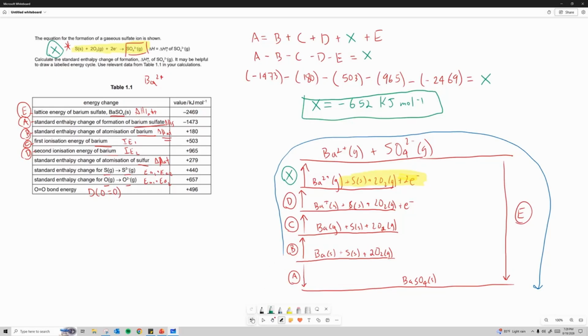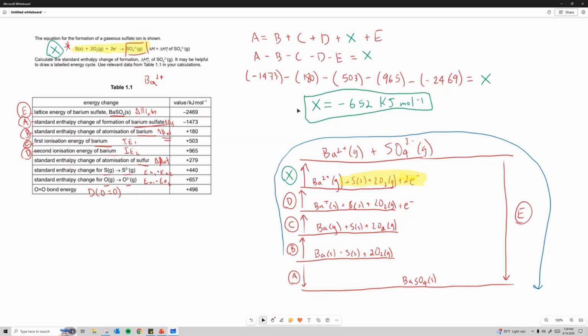This is a hard problem, but it's not hard because the math itself is hard. Sincerely, it's just subtraction and addition. It's hard because we have to figure this out. We are not directly taught to do this. This is an AO2 question. It is a critical thinking question.